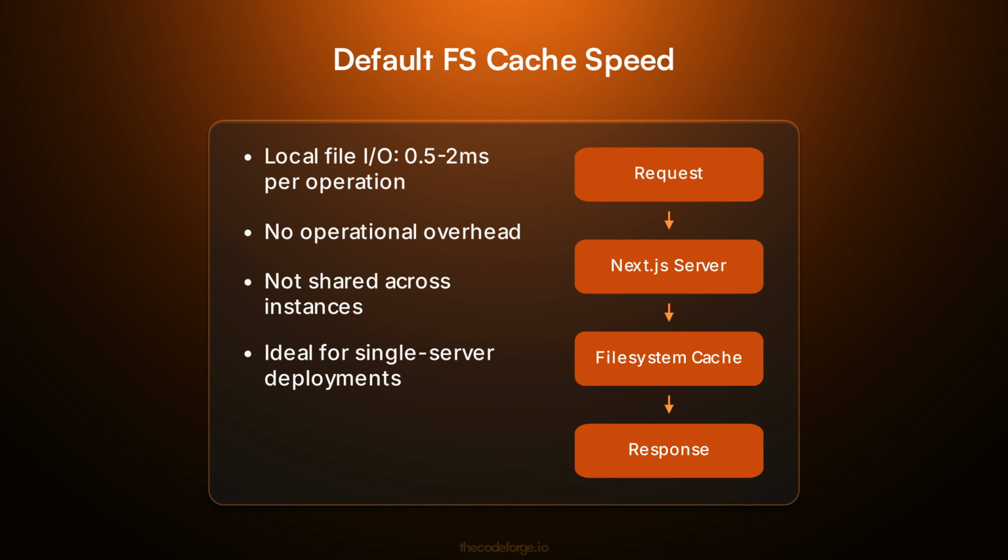Local file I/O takes 0.5-2 ms per operation, faster than any remote cache for single-instance deployments. The limitation is that it's not shared across instances, so for multi-instance setups, you may need an external cache.